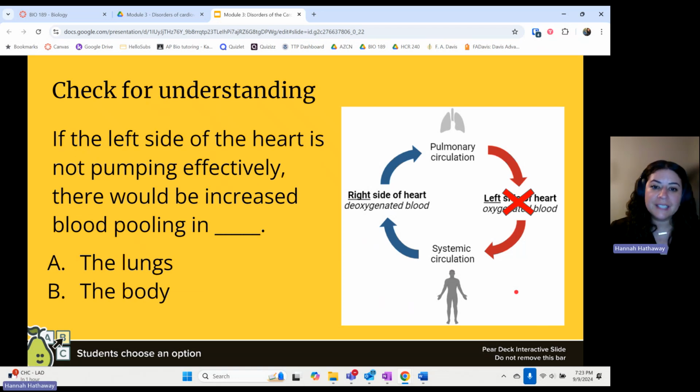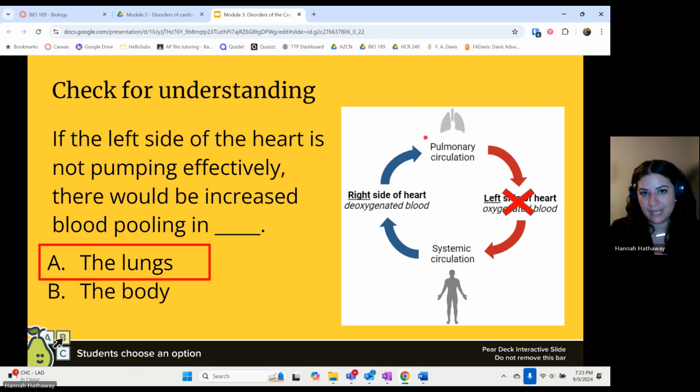Okay, one more. If the left side of the heart is not pumping effectively, there would be increased blood pooling where? Okay, this one's a little trickier. So now think, essentially, if there was like a dam or something here that stopped the left side of the heart from working, blood is still trying to move. Where would the blood get stuck? It would get stuck in the lungs. So what we just did, that's essentially the knowledge that you need to have for this unit for pathophysiology to help you understand all the different signs and symptoms that are associated with heart failure.